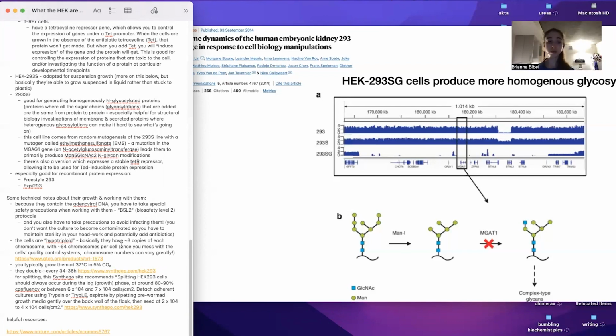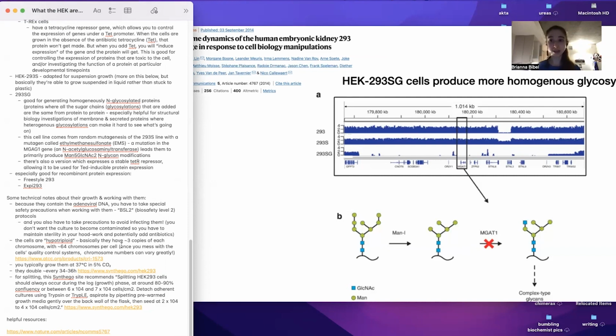In terms of growing them, you typically grow them at 37 degrees Celsius and 5% CO2. The ones in suspension flasks, you need to keep constantly moving. These can be on a shaker platform, or in bioreactor-type setups like spinner flasks where they have little spinners in them, as well as roller bottles and things like that. But often the suspension cells are grown at 8% CO2 instead of 5% CO2.